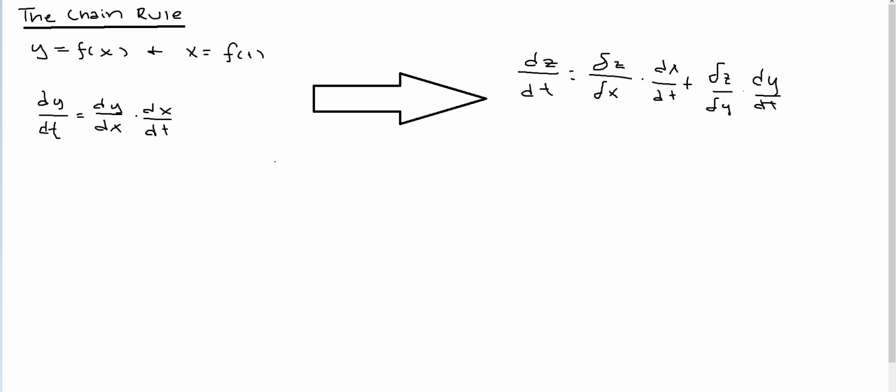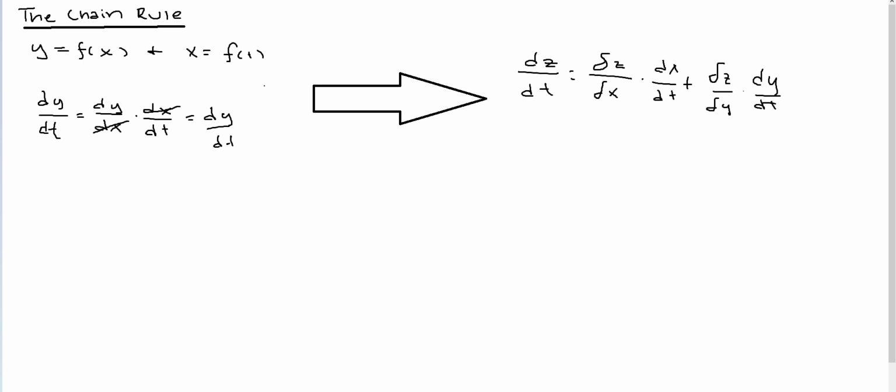Now, in single variable calculus, we learned that when y equals f of x and x equals f of t, or when dealing with parametric curves, dy/dt is equal to dy/dx times dx/dt. This makes sense because we can cancel out our dx's and say dy/dt.